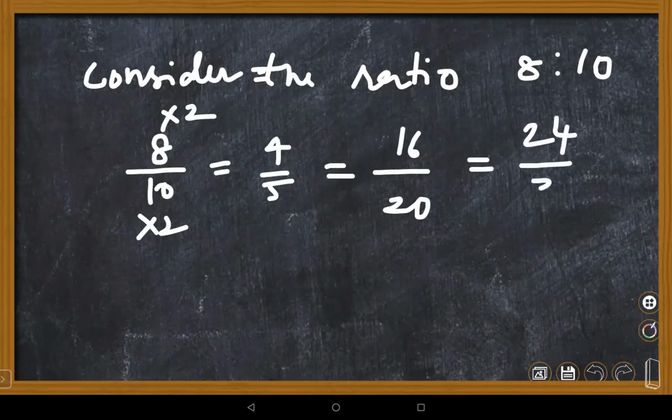Ma'am, instead of multiplying with 3 or 2, can we multiply with 10, 100 and so on? Yes, 100, any number, but it should be the same number for both numerator and denominator. That's the condition. Not only small numbers, you can use 10, hundreds, thousands also.